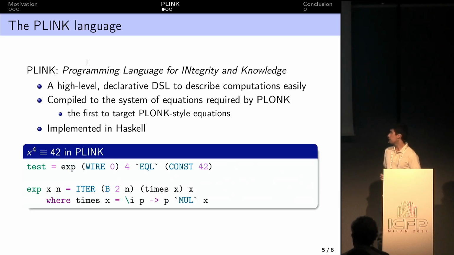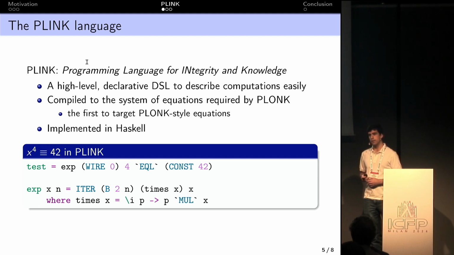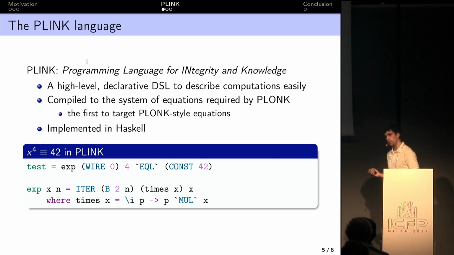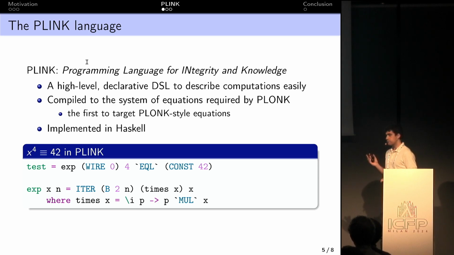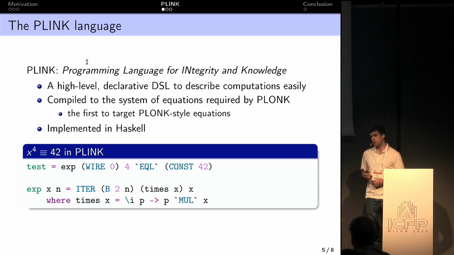In the past few months, I have been working on Blink, which is a declarative domain-specific language that allows you to describe these computations in a higher-level way more easily, and then to compile them into the actual constraint system that is needed by the underlying zero-knowledge protocol. Also, as far as I know, this is the first such language to target the style of equations in Plonk, even though it's a protocol that is getting more and more popular by the day.